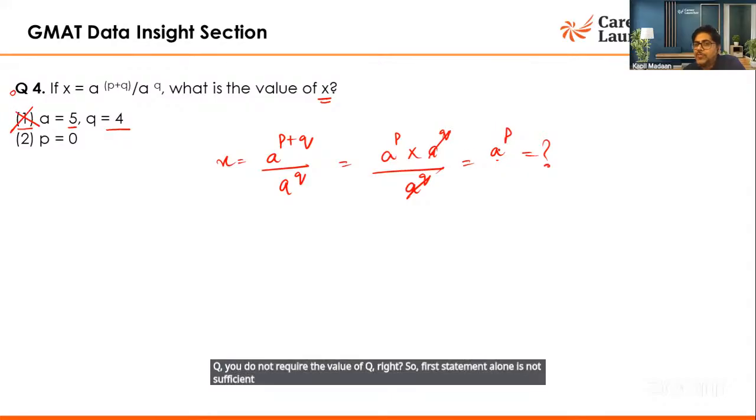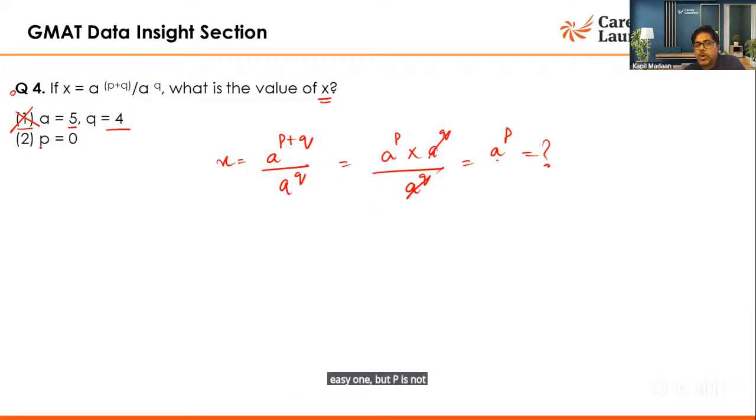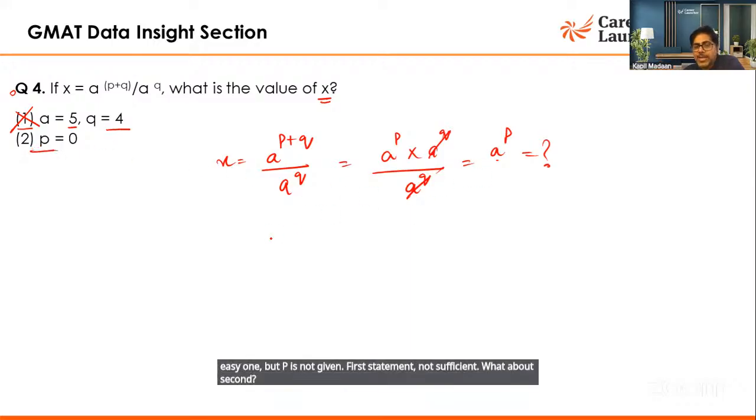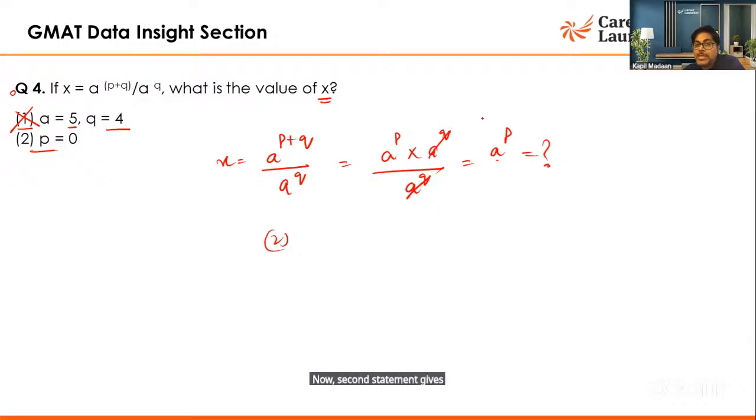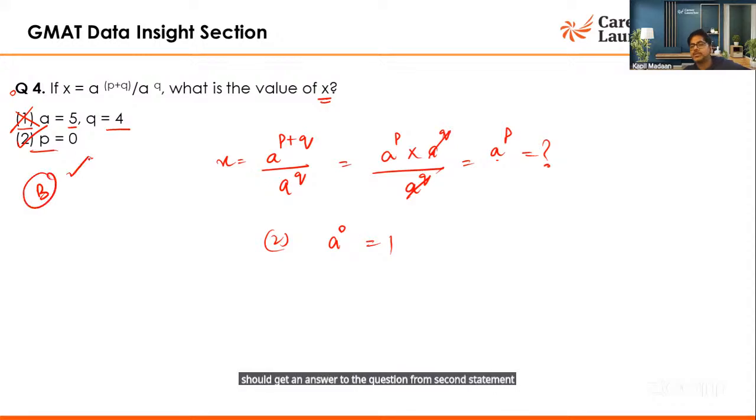You require the value of a raised to power p. A is given, but p is not given. First statement not sufficient. What about second? Now, second statement gives the value of p as 0. So if p is 0, anything raised to power 0, that is 1. So you get an answer to the question from second statement. Option B is the correct one here.